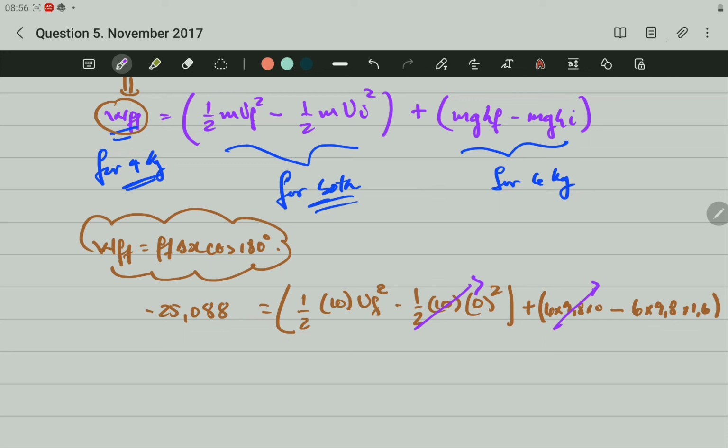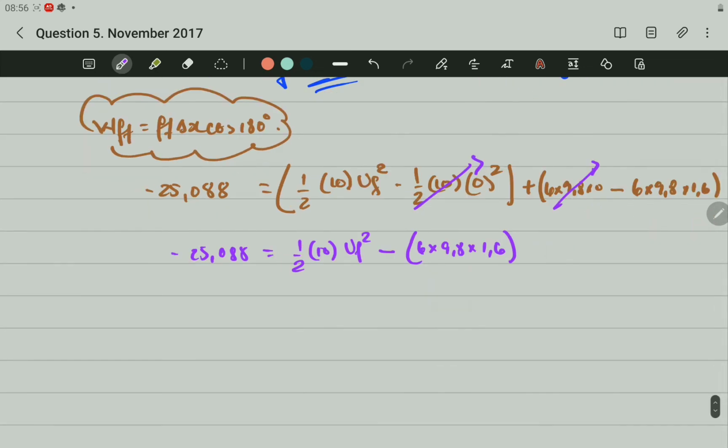So what do we have here at the end? We have minus 25,088 is equal to half multiplied by 10 multiplied by the final speed squared, minus 6 times 9,8 times 1,6. Okay, you can finish the calculation yourself, and then the final speed will be equal to 3,71. 3,71, like in the first option.